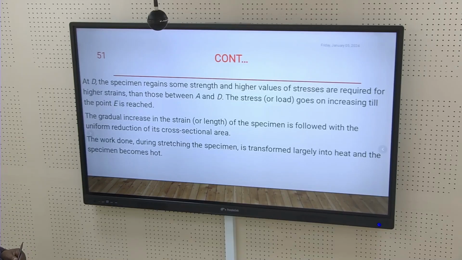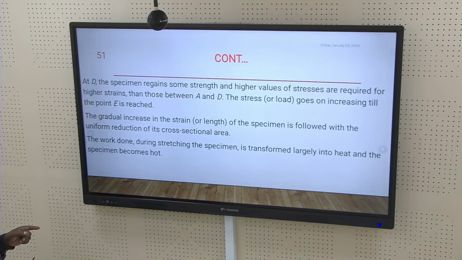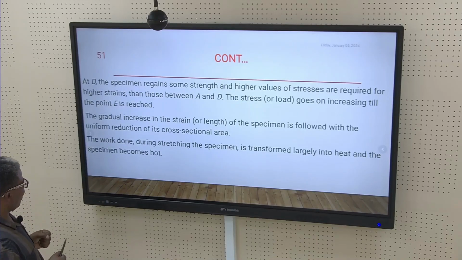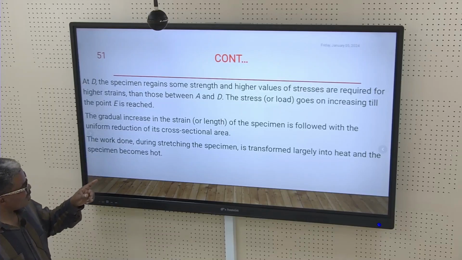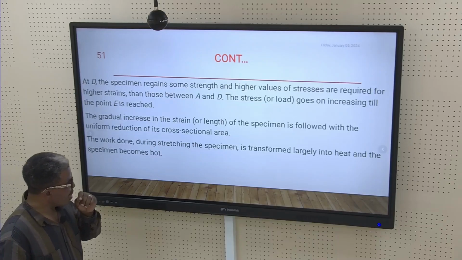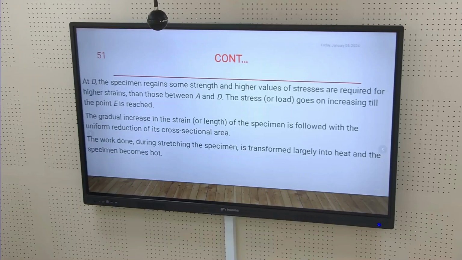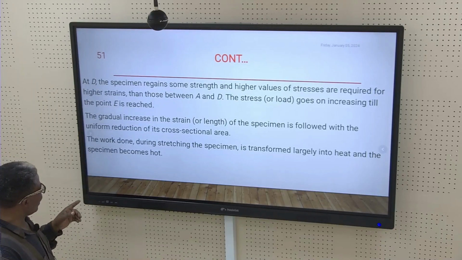The gradual increase in the strain or length of the specimen is followed by a uniform reduction of cross-section area. As we have seen, the more you pull the specimen, the area at the middle is reduced. This gives it a smaller diameter, so it does not require much stress because the area has been reduced. The work done during stretching the specimen is transformed largely into heat and the specimen becomes hot. This is a conversion of a form of energy.